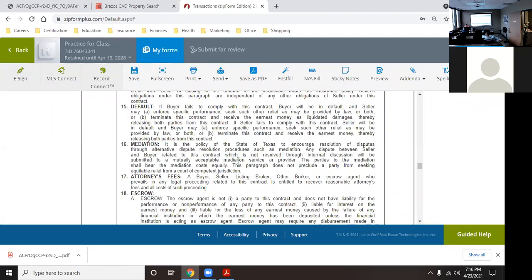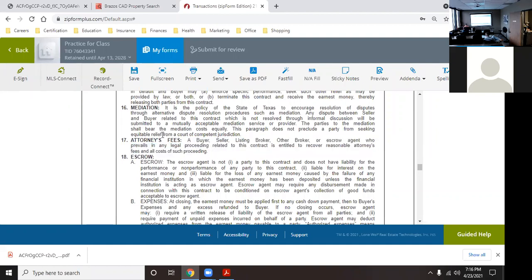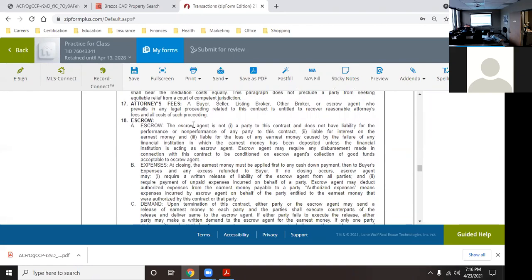16 is about mediation, we talked about that earlier. 17 is the attorney's fees, basically saying whoever prevails in the legal proceeding related to this contract is entitled to recover reasonable attorney fees and costs from the proceeding. 18 is about escrow. So the escrow agent is not a party in this contract and does not have liability for performance or non-performance of any part of this contract. You cannot be the seller and also be the escrow agent. You cannot be a party in this contract and be an escrow agent.